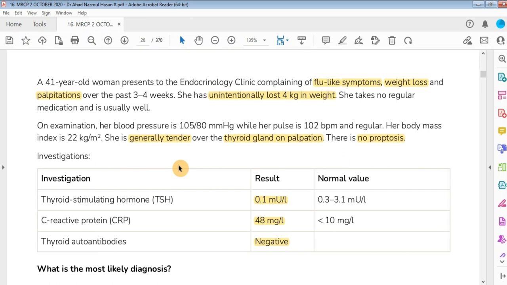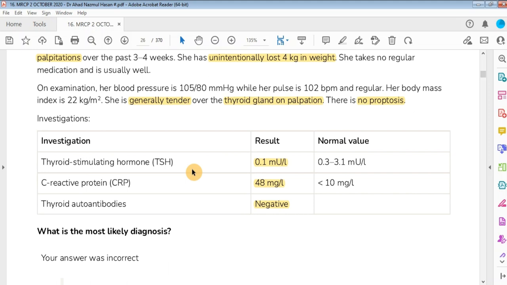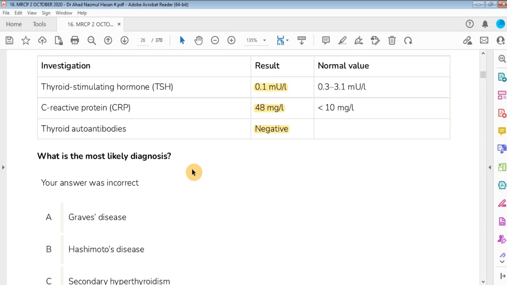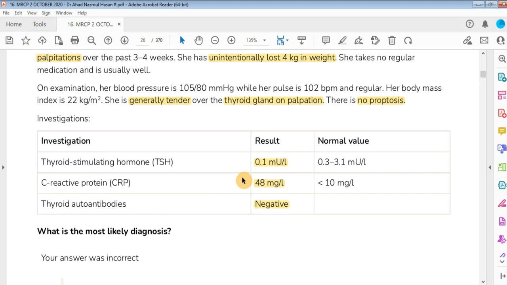On examination, BP is 105/80, pulse 102 beats per minute and regular. Her BMI is 22. She is generally tender over the thyroid gland on palpation. There is no proptosis. TSH 0.1, CRP 48, thyroid autoantibodies negative. What is the most likely diagnosis? So picture here is suggestive of thyrotoxicosis.